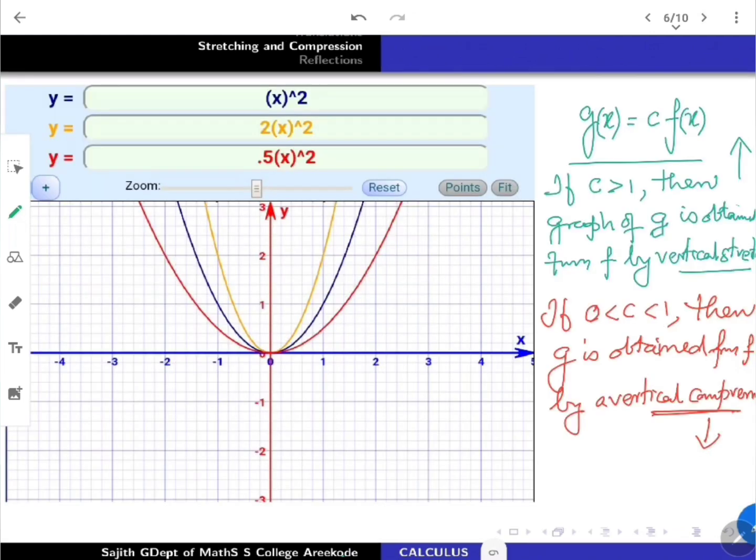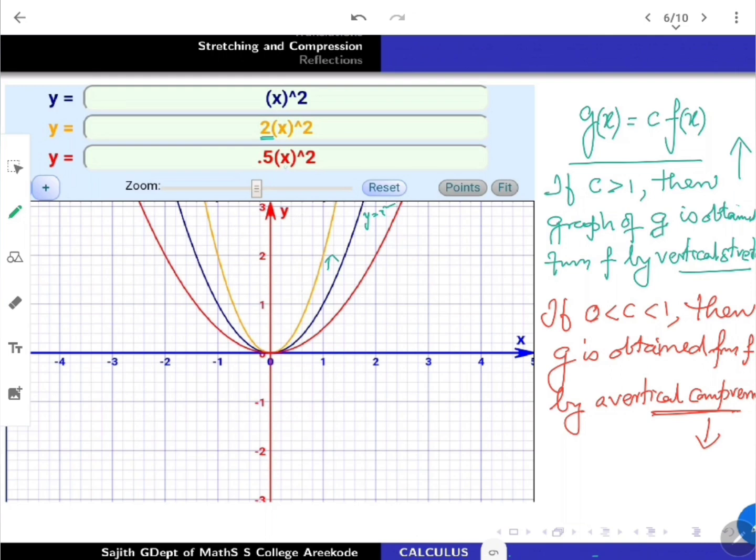Just looking at the graphs, this dark blue graph is the x square graph, y equals x square. Now if you make it 2 times x square, that is g of x equals c times x square, with c equal to 2, so greater than 1, then what you can observe is that the graph is this yellow graph that is just stretched upwards. That is the effect here. X square is transformed, whenever you consider 2x square, it is just stretched vertically.